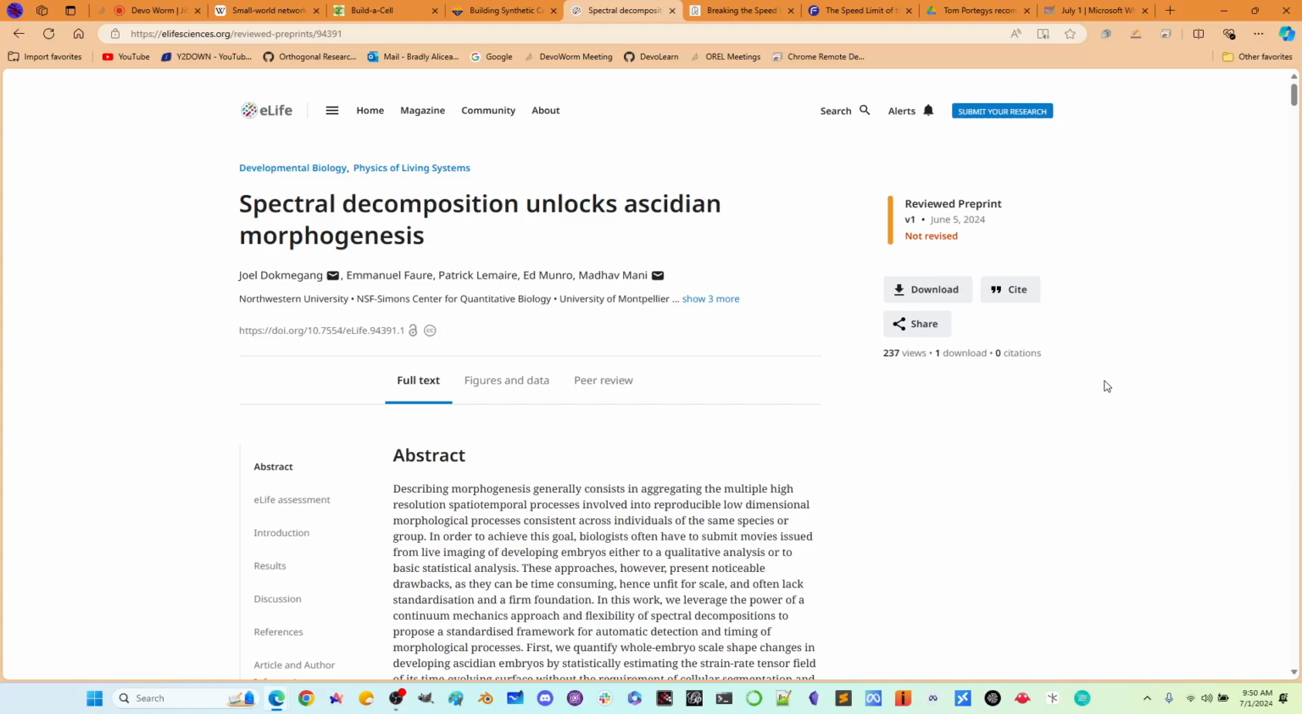But I think this is a really interesting paper. It goes through some interesting things that you can do in embryos to look at spatial variation and some of the information that you might have.